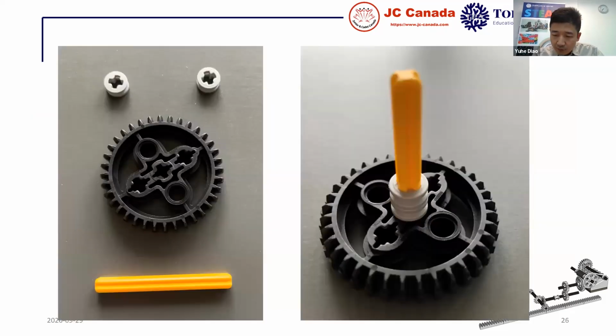Now we use the big gear. Pay attention, we have two half bushes. So we just put the yellow axle in the middle of the gears and the two gray bushes.